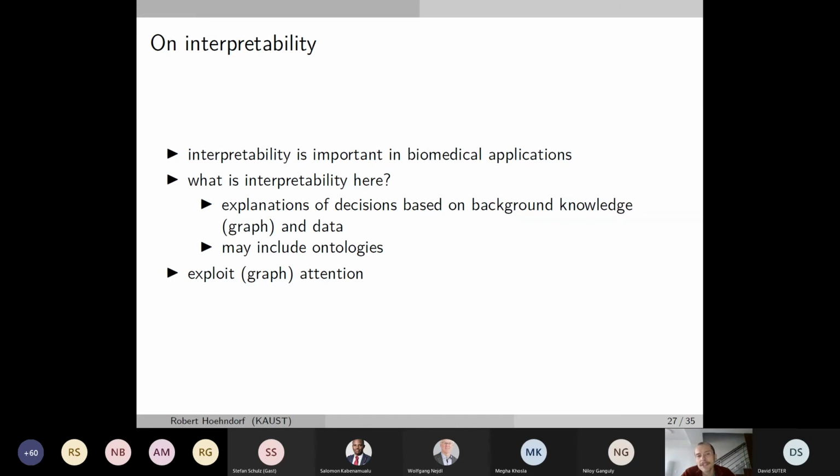If we want to have such an explanation, it may include ontologies. And we have a different application, a different application area that I'm going to show on cancer, where we try to gain some interpretability, and I show you what we can get from this using graph attention. And this is a similar case.